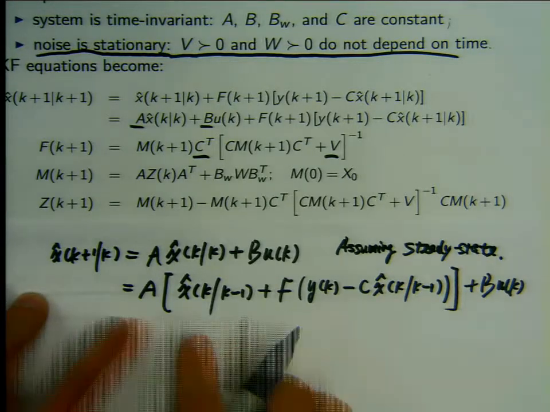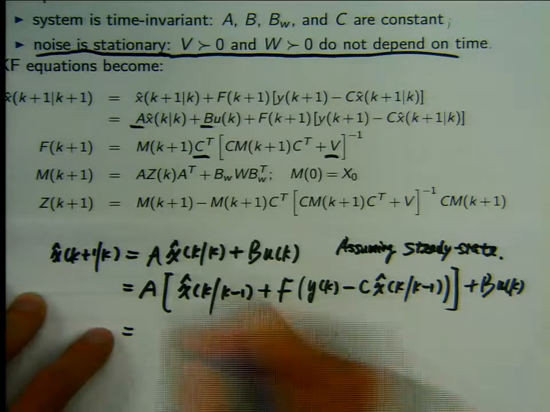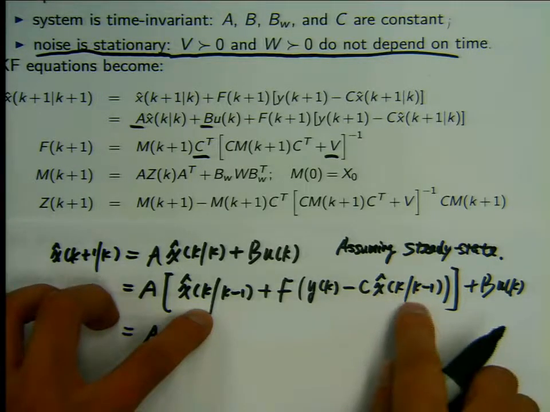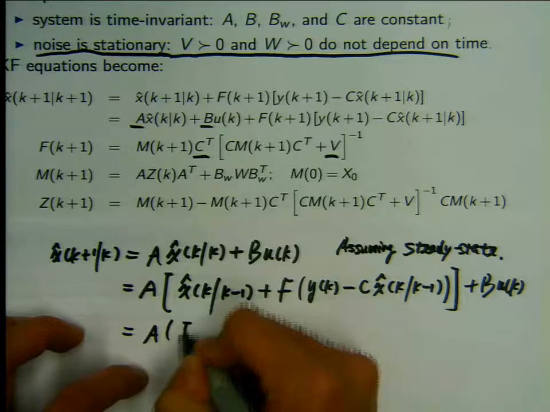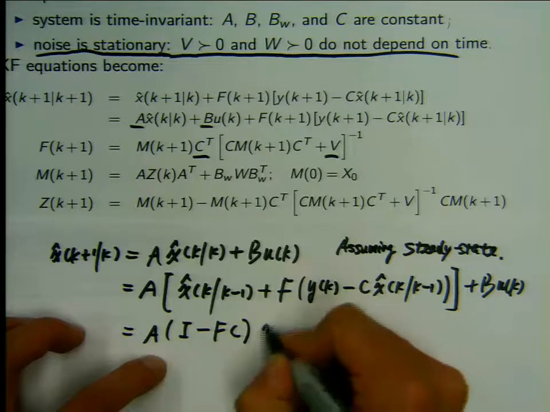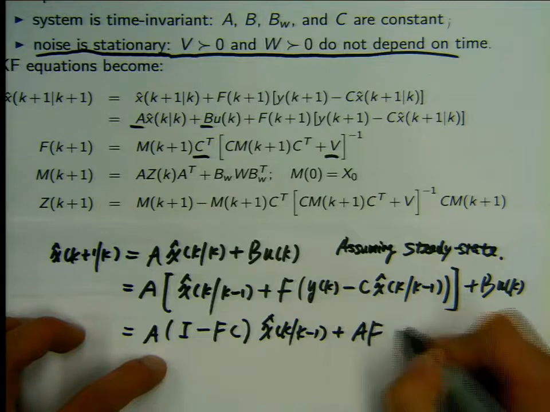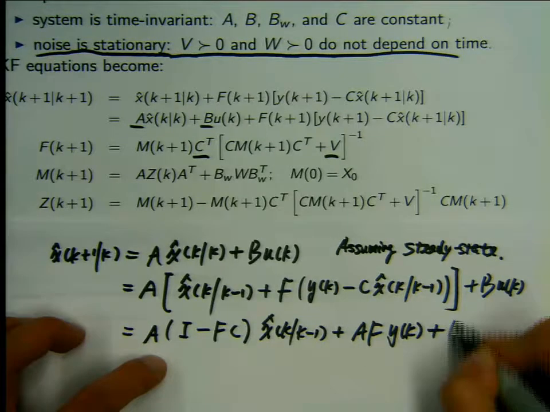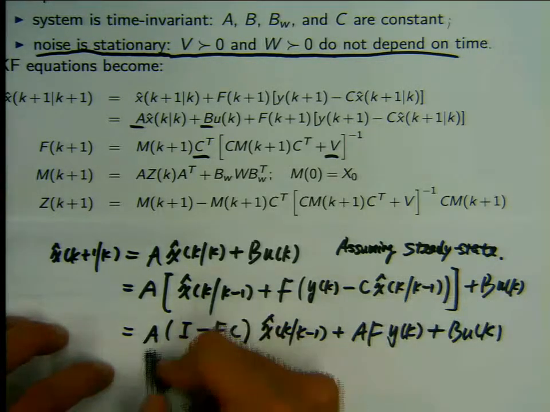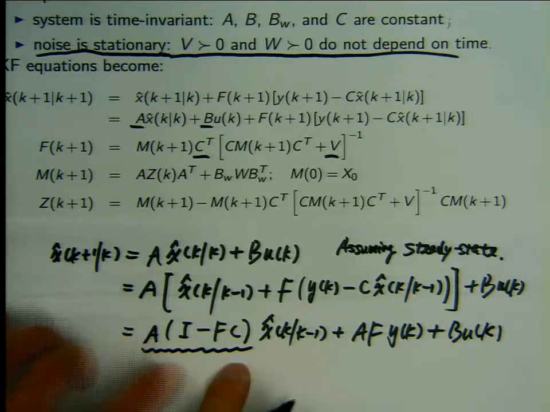Okay? So here, you see, the structure looks exactly like what I wrote down in the last slide. So it's going to be some term which is related to x hat k given k minus 1. So it's going to be identity minus F C times x hat k given k minus 1, plus A F y k plus B u k. Okay? So this is, you see, something different here. It's not simply the A matrix. It contains something else. Okay?